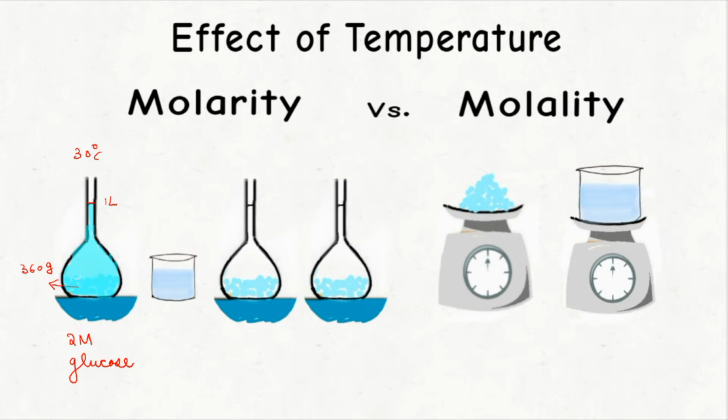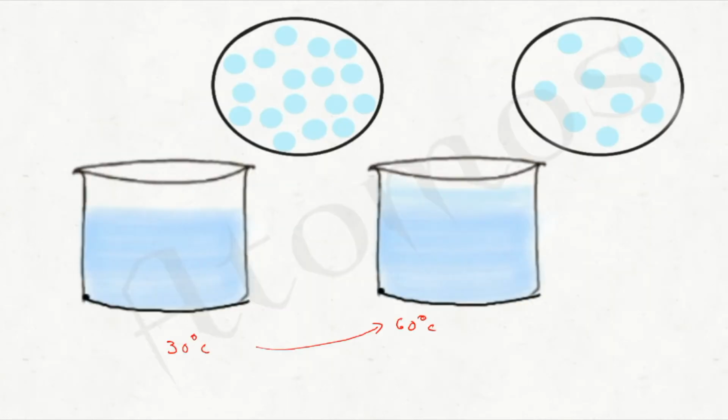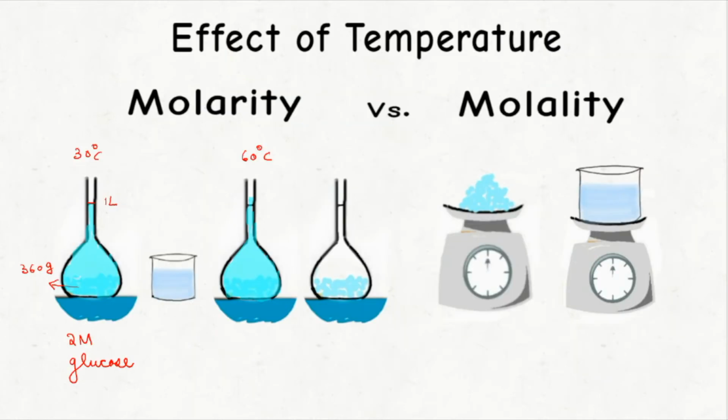Now imagine that all of a sudden the temperature outside is changing to 60 degrees Celsius. Then what will happen? See, the volume of the solution has now become slightly greater than 1 liter. What's the reason for that? Because if we increase the temperature, water expands. Correct? Now, what will happen to the molarity of the solution?